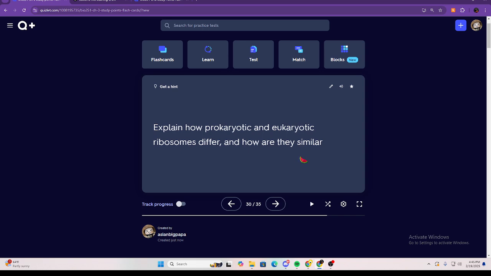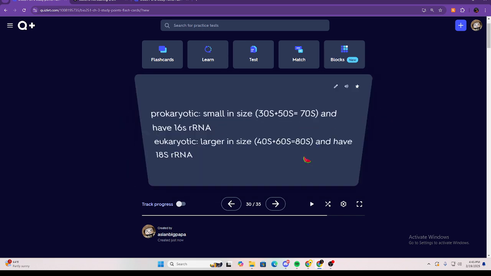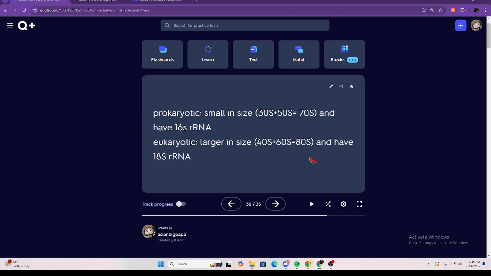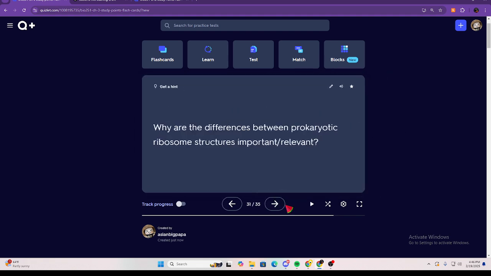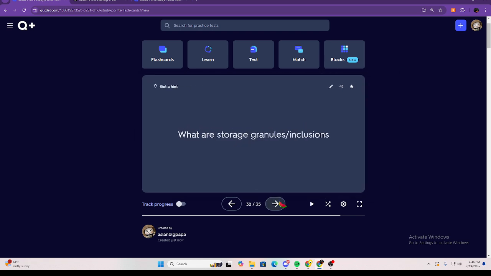And explain how prokaryotic and eukaryotic ribosomes differ. How are they similar? Like I said, prokaryotic has the 70S ribosome, and they also have that 16S rRNA. Eukaryotic has that 80S ribosome, and has that 18S rRNA. What are the differences between prokaryotic structures? So basically, you need to know why, it's essential to know how an antibiotic should target certain bacteria cells, right? Because of that 70S ribosome.